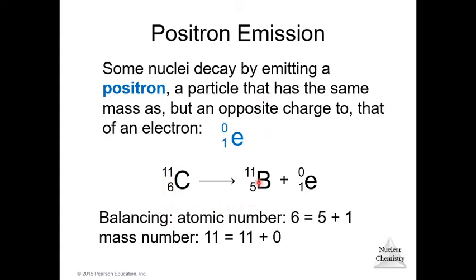In any case, with our positron emission, you'll see we have a total of 6 for the atomic number on the left. 5 plus 1 is 6 on the right. Mass number 11 on the left. Mass number 11 on the right. We still have mass balance going on, but we do have different elements on either side of our arrow. That's going to be your typical nuclear equation. One element turns into another.